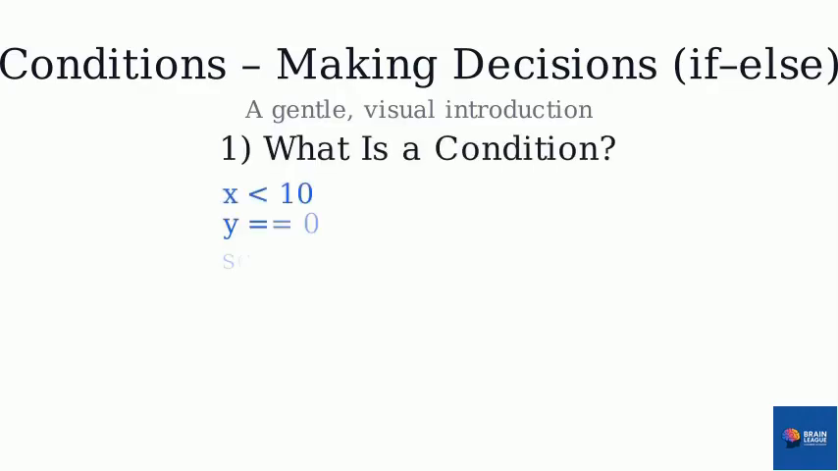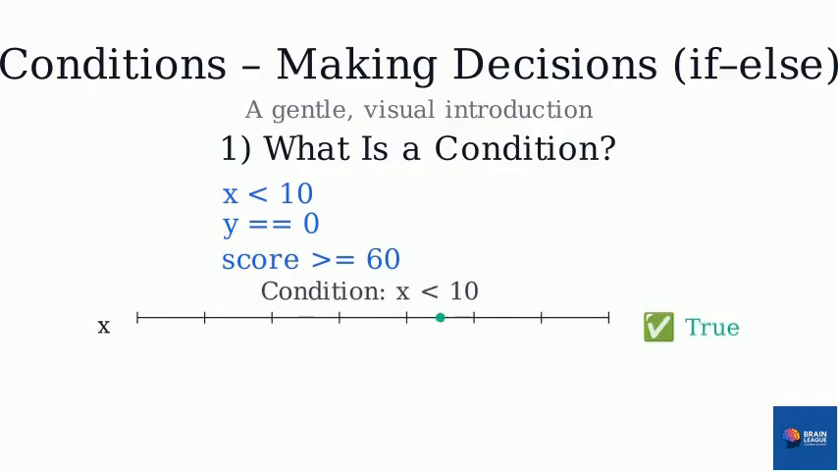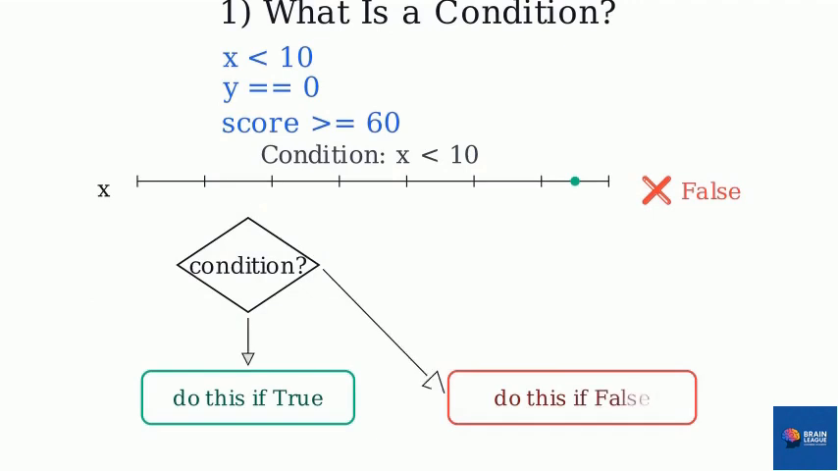First, what is a condition? A condition is any statement that evaluates to true or false. For example, x less than 10, y equals 0, or score greater than or equal to 60. We will also visualize a single condition on a number line and watch it switch from true to false as x moves.